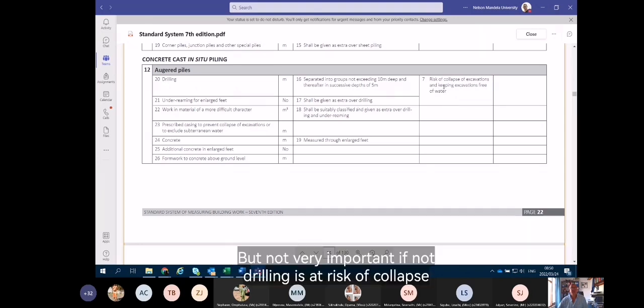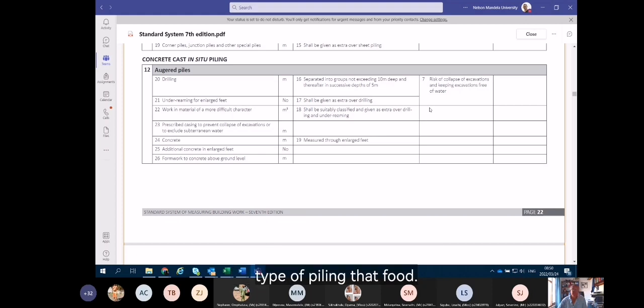Now, very important is that drilling at risk of collapse and keeping excavation free from water would be deemed to be included in my description for my drilling. I'm not going to measure that separately, because how will I ensure that it does not collapse? It will be measured within, and dependent on the type of soil, we will then determine the type of piling that would take place there.